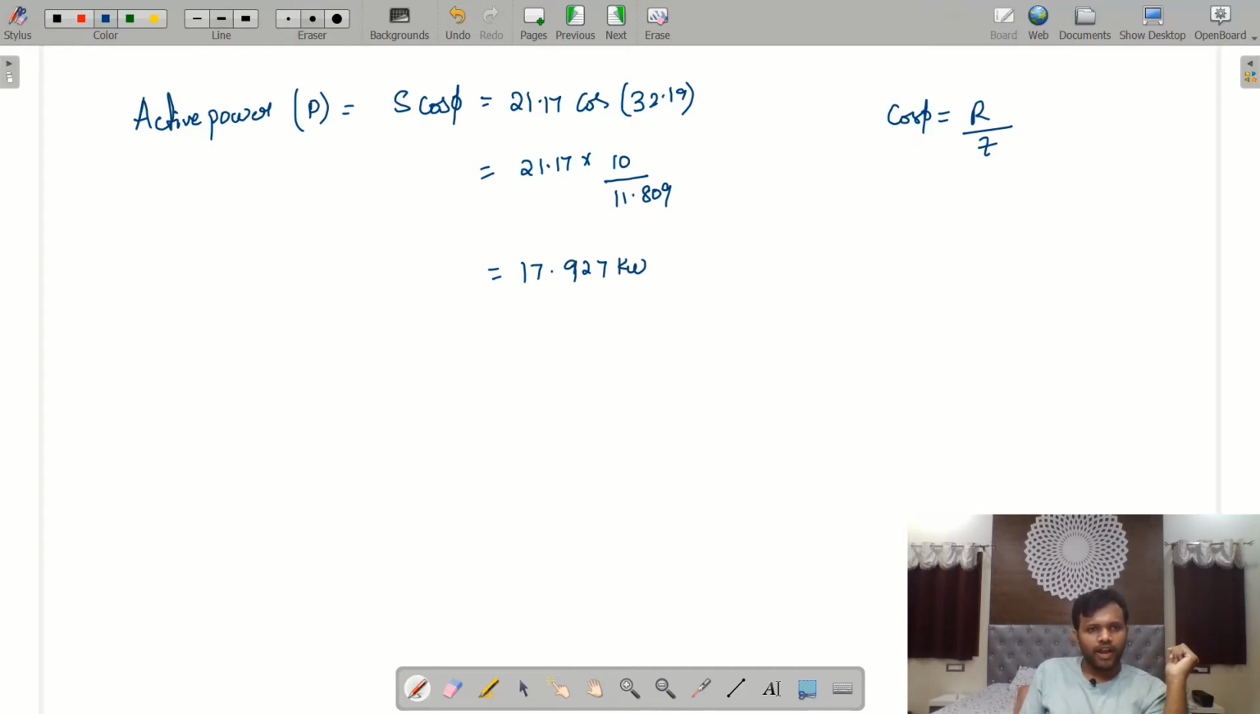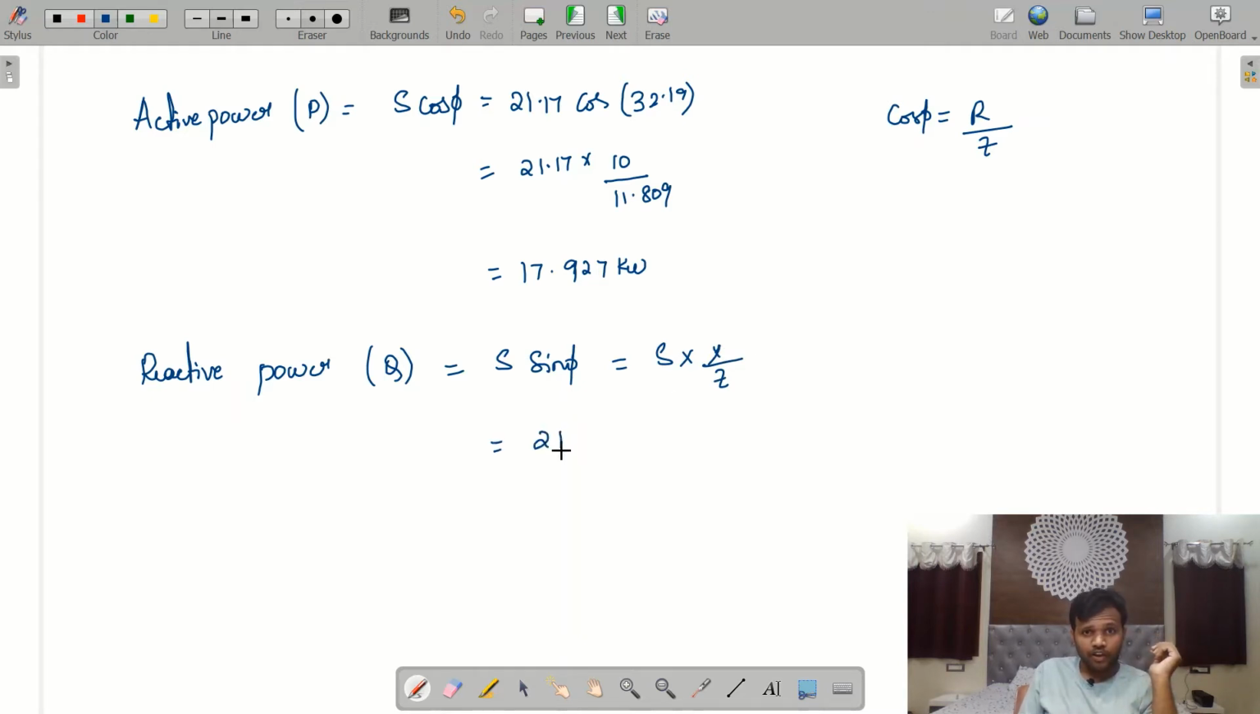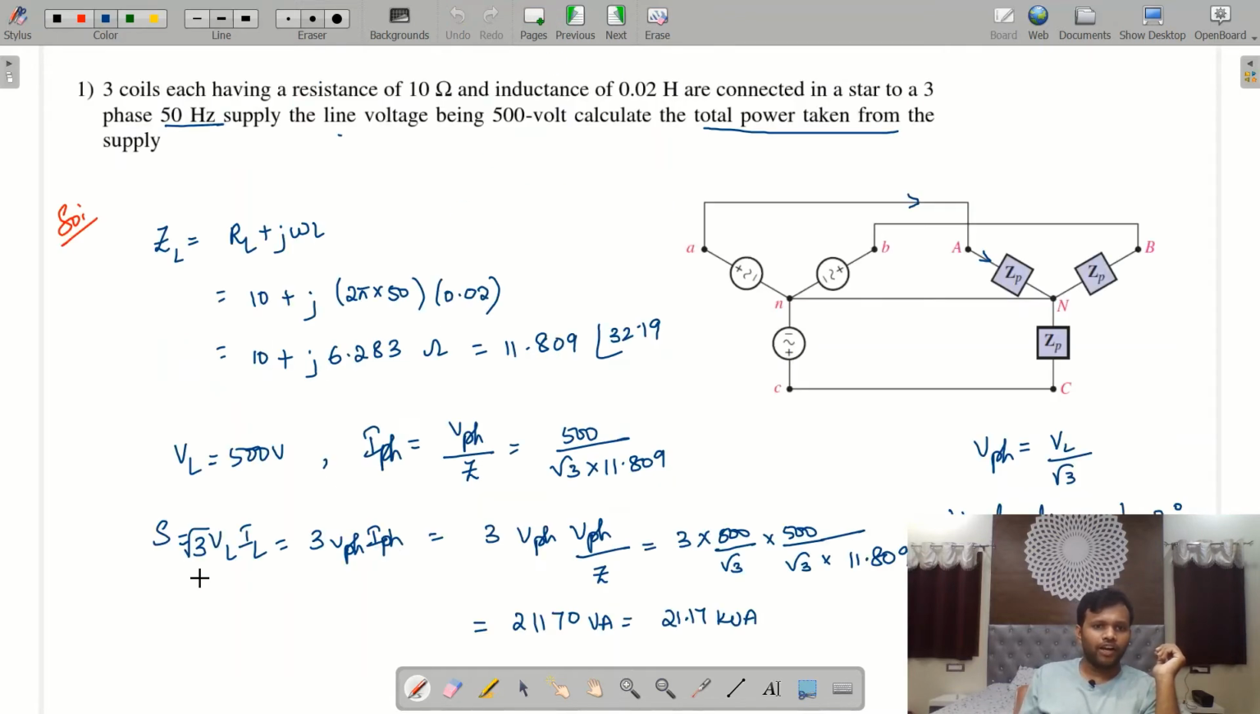Okay, similarly, reactive power denoted with Q. So what you will get? S into sin phi, or else S into, okay, S means the apparent power, sin phi value, what can you write? X divided by Z. Okay, so how much you will get? 21.17 into sine of 32.19. So you can solve it, you will get it as 11.261. What are the units? kVAR, volt ampere reactive. Okay, so in this way you can find out the value of apparent power.